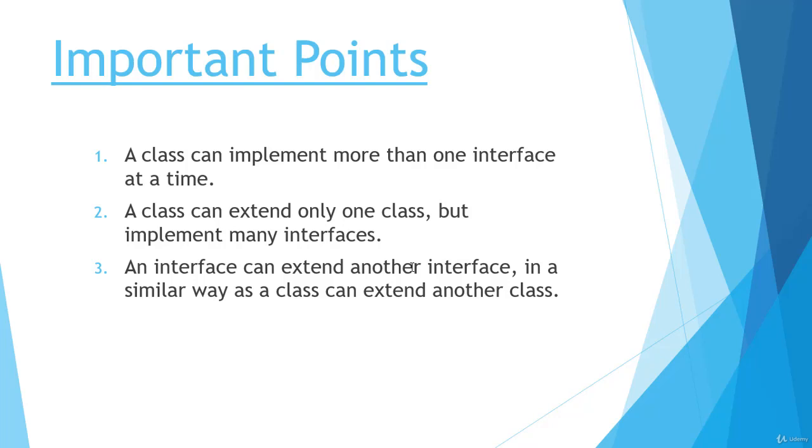So a class can implement more than one interface at a time. We know that in inheritance we can only extend one class at a time, but while using the interface we can implement more than one interface in the class. A class can extend only one class but implement many interfaces. Same thing: we cannot extend more than one class, but we can implement more than one interface in a class.